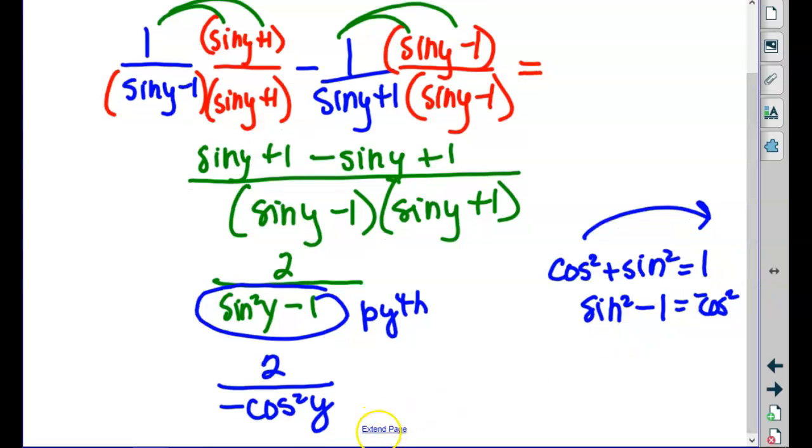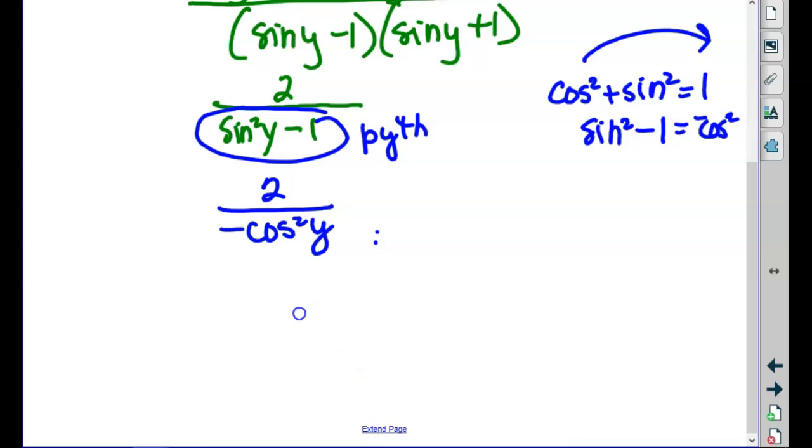What do they want us to get? Negative 2 secant squared. Okay. What if I pull out a negative of this and a 2? What's left? I took out the 2, that'd be a 1. I took out a negative, that would be cosine squared. And what is 1 over cosine squared?